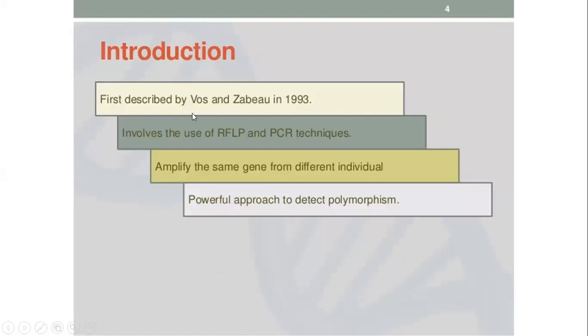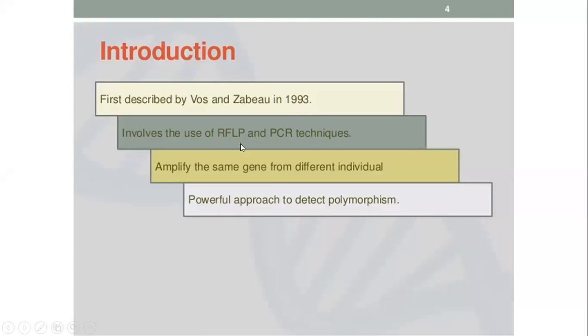Basically, this method was first introduced by Vos and Zabeau in 1993. Again, whatever the year we are talking about, that year brings a hallmark of a new molecular biology technique. So PCR might have come up by then. That's why they were able to use PCR as an advantage for polymorphism or markers here.